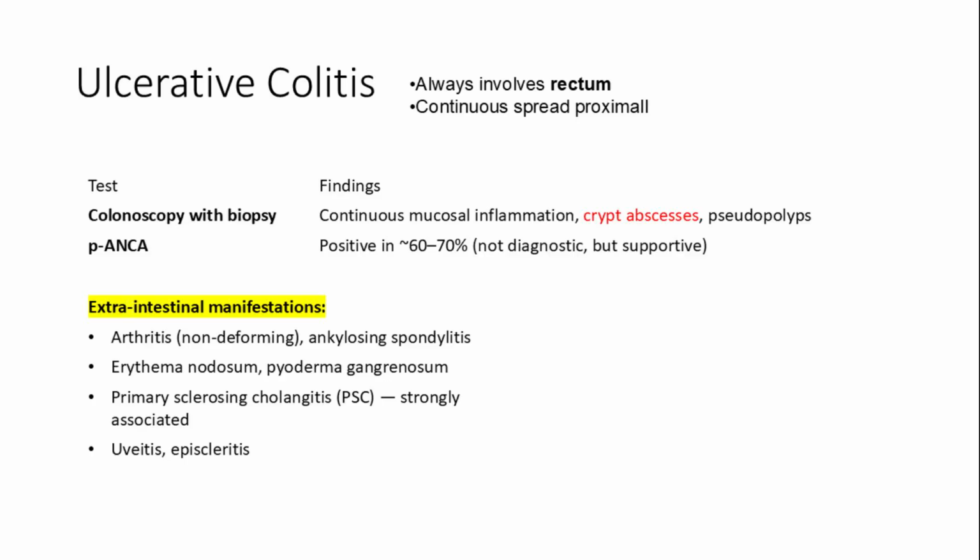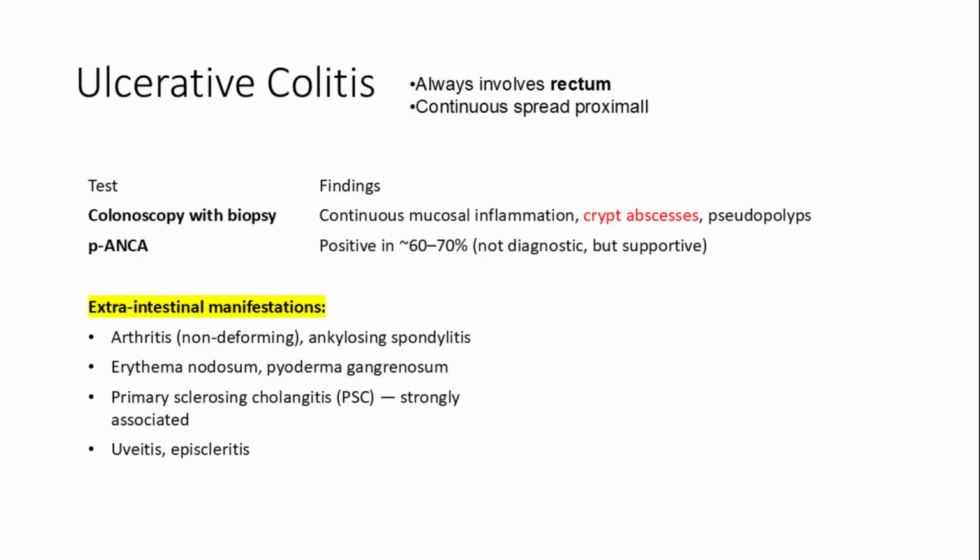proximally through the colon. On colonoscopy with biopsy, typical findings include continuous mucosal inflammation, crypt abscesses, and the presence of pseudopolyps due to repeated cycles of healing and ulceration. While not diagnostic, the PANCA antibody is positive in about 60 to 70% of patients and can provide supportive evidence for the diagnosis. Ulcerative colitis also has several important extraintestinal manifestations, which may affect other organ systems.